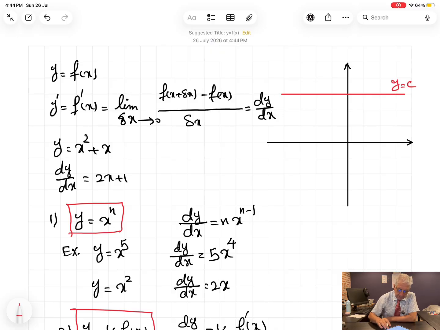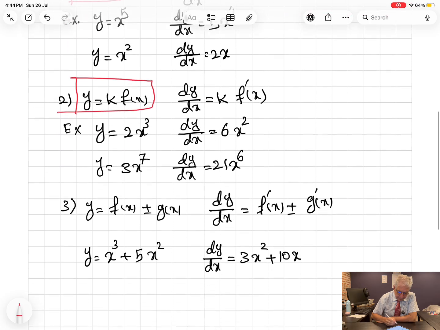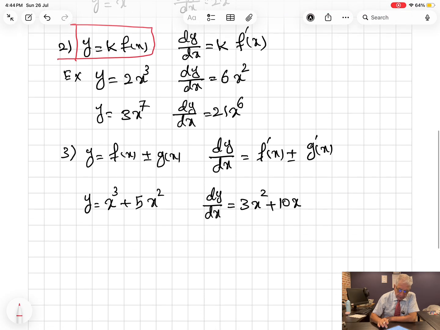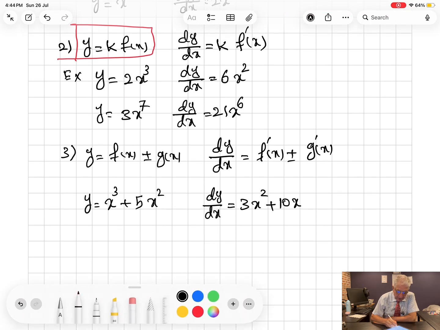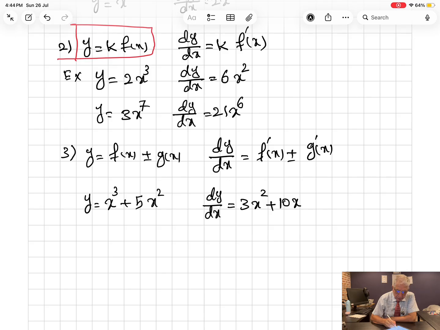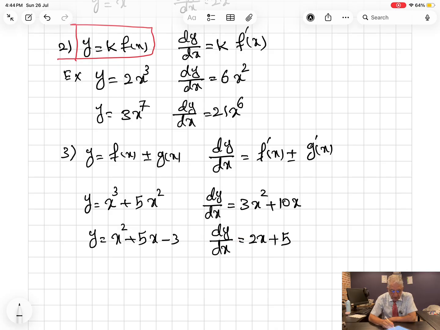So, if you have another example, suppose y is equal to x squared plus 5x minus 3, dy by dx will be equal to 2x plus 5, because the power of x in this term is 1 actually.